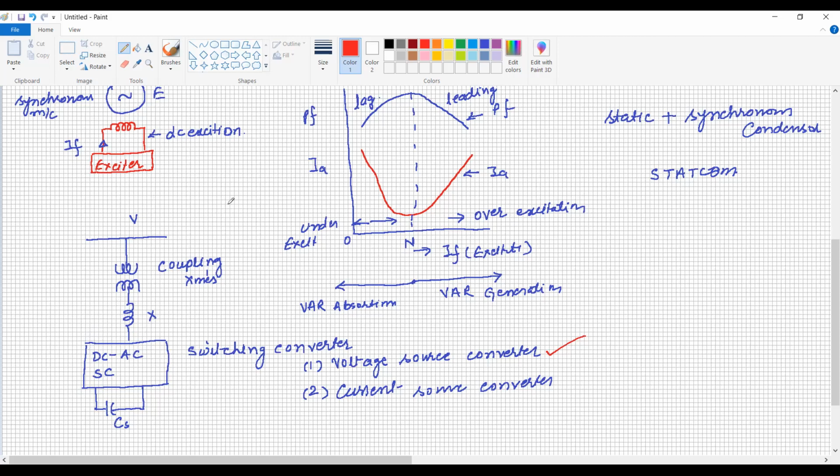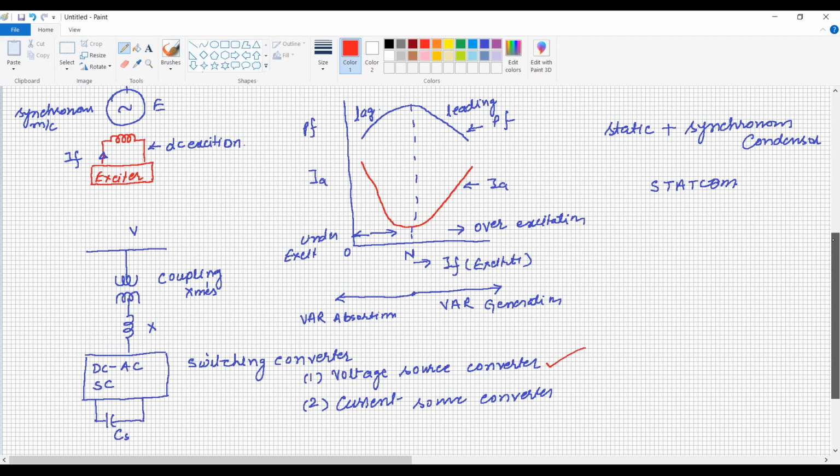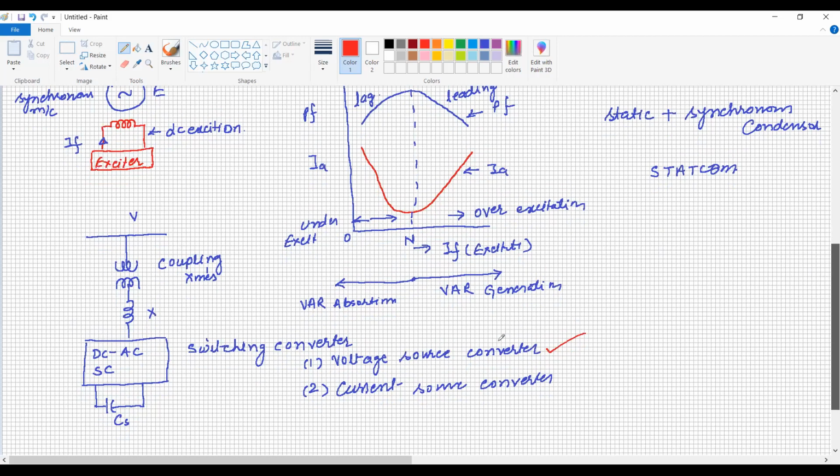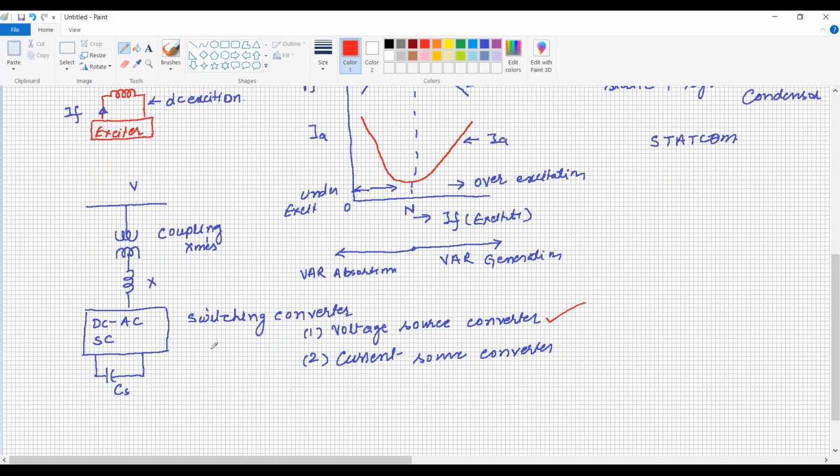So this is similar to this one. In the next lecture, we will see the detailed operation of Statcom along with its VI characteristic and the area of operation for the Statcom or static VAR compensation.